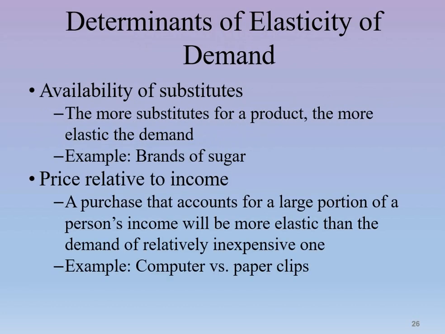Determinants of elasticity of demand: the availability of substitutes. The more substitutes for a product, the more elastic the demand is. So an example would be brands of sugar. The price relative to income: a purchase that accounts for a large portion of a person's income will be more elastic than the demand for a relatively inexpensive one. For example, a computer versus paper clips.